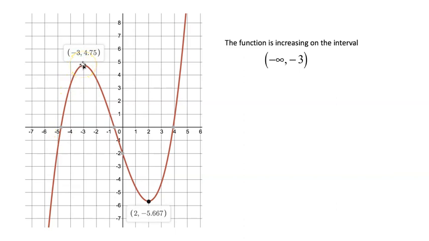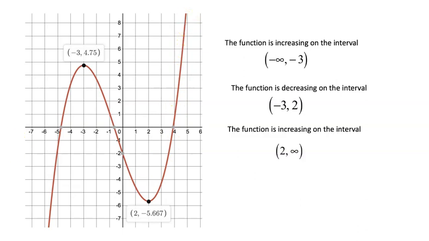Once it gets to negative 3, what does the roller coaster do? It starts heading down. So this will be decreasing. The function is decreasing for which x values? It's decreasing on the interval from negative 3 to 2. And then what happens? Then it's increasing again. Then the function is heading up. The roller coaster is ascending. So it is increasing again.